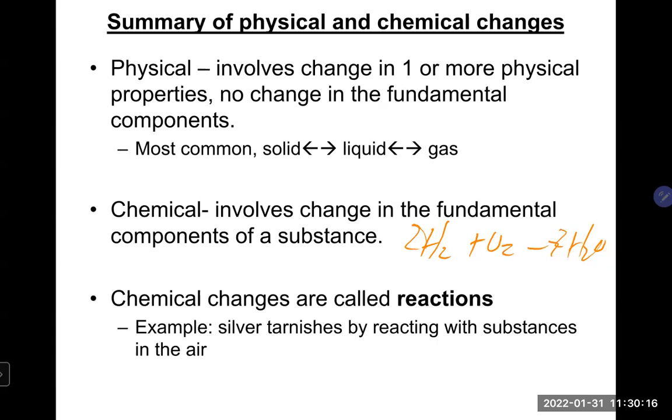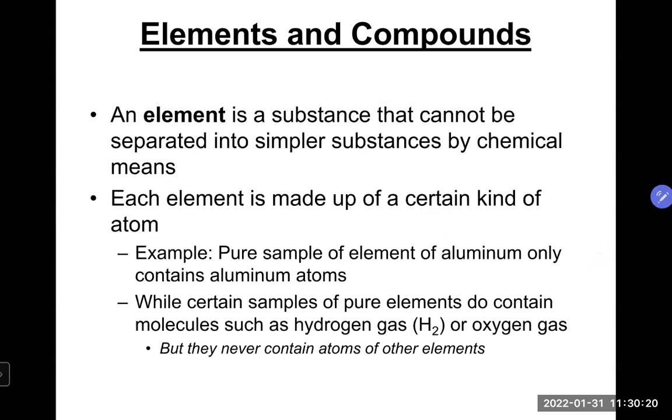That look something like this. And we'll talk obviously more about those guys later on. So let's talk a little about elements and compounds.